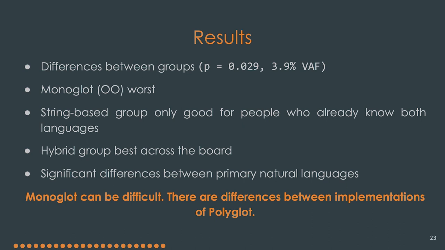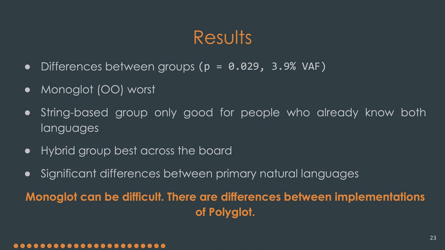So when we come to a results overview, we did find a difference between groups. It's a small effect. The monoglot group did the worst, so the object-oriented group did the worst, basically. The string-based group did okay with more experienced people, but not so good with beginners. We think that is mostly because the more experienced developers also have more experience with SQL or the ideas of SQL. And the hybrid group did the best.